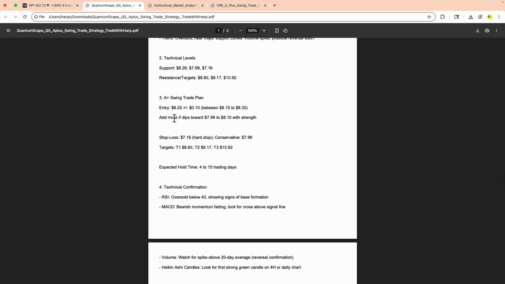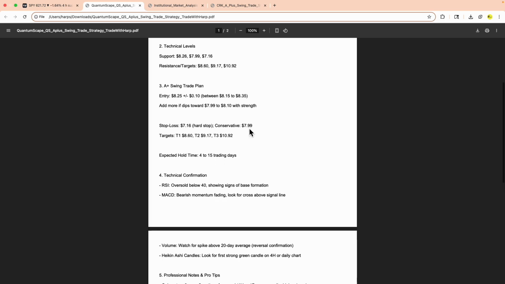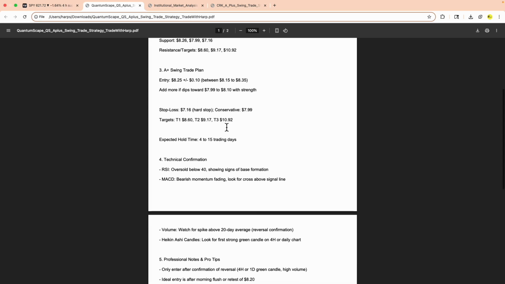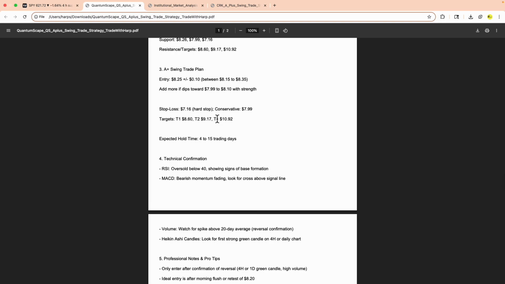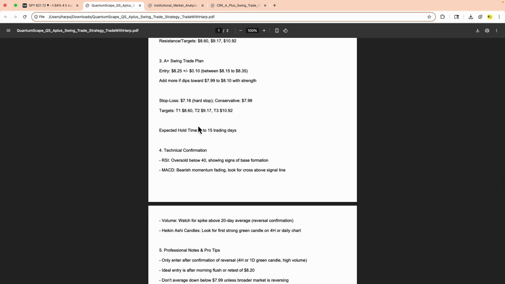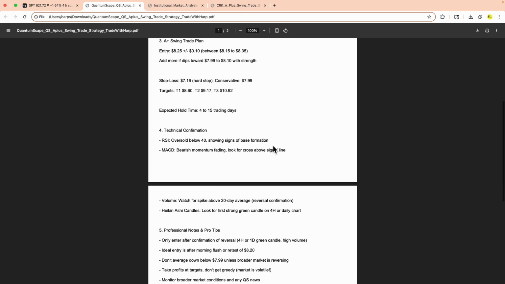Entry over here, 10 cents plus or minus. I make it more precise here for myself, and I will add more on dips towards 799 or 810 with strength. This will be my stop loss, and this is a hard stop loss, and this is conservative, depending on the risk management however you choose. This is all resistance here, and you will see those are the targets and expected hold time for me. This is my chart analysis: 4 to 15 trading days.